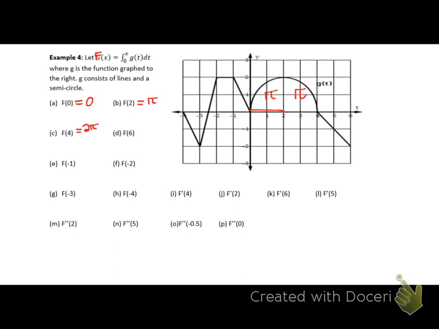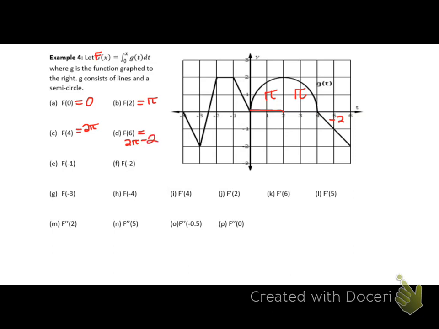And F of 6 is the area from 0 to 6, so we need to find the area from 4 to 6. The area from 4 to 6 is 2 times 2, which is 4, divided by 2, which is 2, negative 2 because it's under the x-axis. So then it will be 2 pi minus 2.